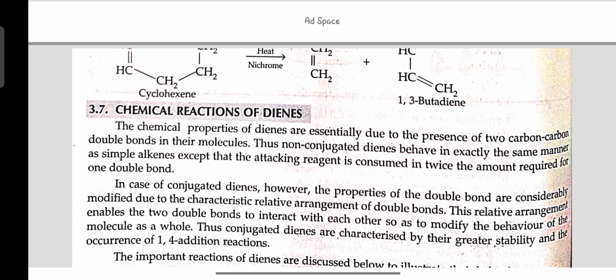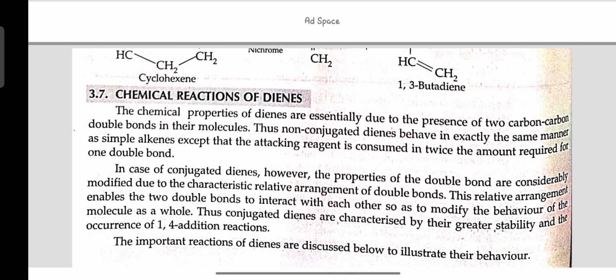This relative arrangement enables the two double bonds to interact with each other so as to modify the behavior of the molecule as well. Thus, conjugated dienes are characterized by their greater stability and the occurrence of 1,4 addition reaction. The important reactions of dienes are discussed below to illustrate their behavior.